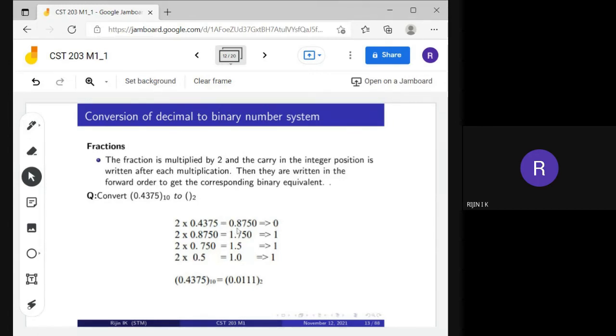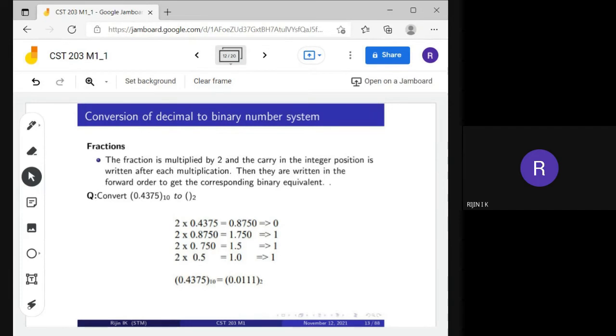For the first multiplication here it is 0. Then for the second multiplication it is 1. Third multiplication also 1. Then fourth multiplication also 1. Then the fractional part becomes 0. We can stop the operation and collect the result from top to bottom. So this is the corresponding binary: 0.4375 is equal to 0.0111. This is how we convert a decimal number into a binary number.